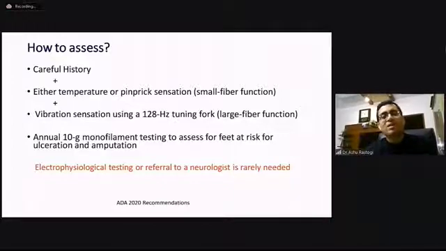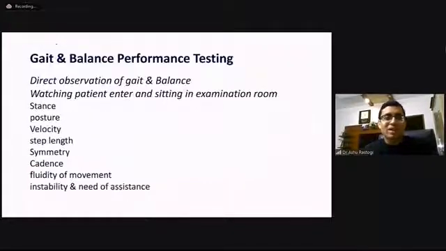Vibration using a 128 Hertz tuning fork is for large fiber sensation. But in addition to it, you should always do a 10-gram monofilament test. Now, what is this test? This test is the most important test to diagnose pressure sensation and also touch sensation, because it has been seen that loss of monofilament sensation puts the foot at very high risk for foot ulceration and diabetic foot, and later on amputation. The guidelines also suggest that electrophysiological testing, like nerve conduction velocities that neurology friends are so fond of doing, is not recommended unless you are thinking of some other kind of neuropathy other than diabetes.